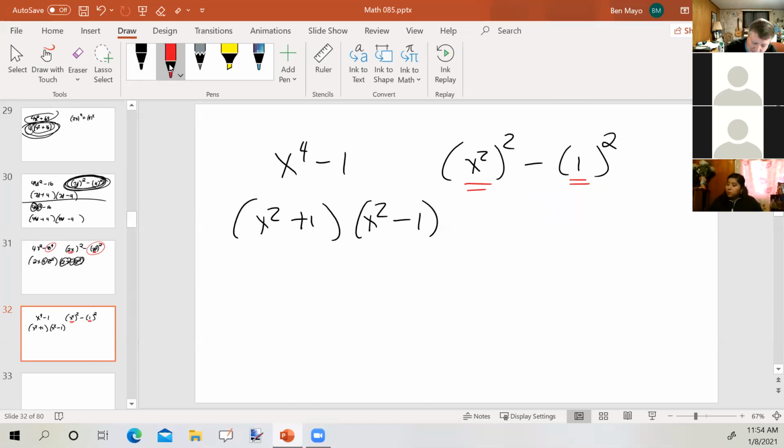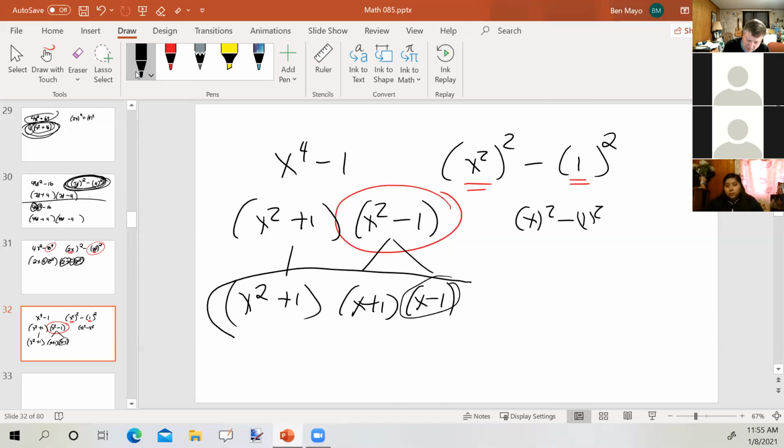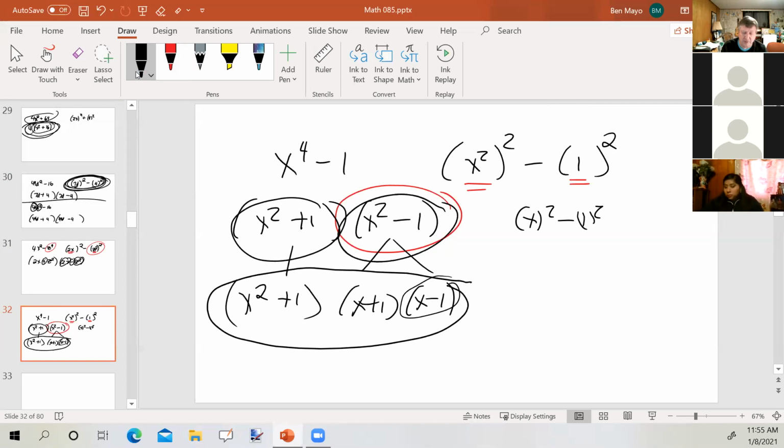Why not? Because this is also the difference of two squares that could be written like x squared minus 1 squared. So this sum of two squares doesn't factor further, but this becomes x plus 1, x minus 1. And here again, we have a binomial with a subtraction sign, but that's not the difference of two squares. So this is the final answer. But be careful. X squared plus 1 doesn't factor further. X squared minus 1 does. All righty.